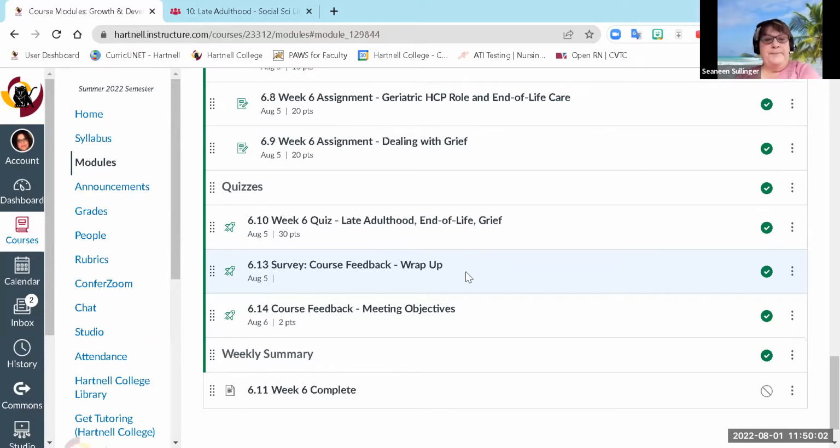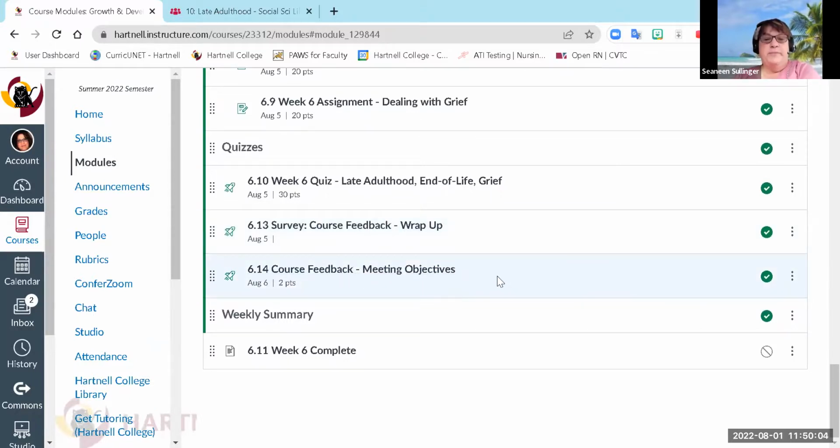And then the course feedback for meeting objectives. I apologize for students that took this previously. I had moved it over from my public health class and had not changed the objectives. So now the objectives actually match this course, not the public health course. So for those students that did complete it earlier, you have another attempt on that.